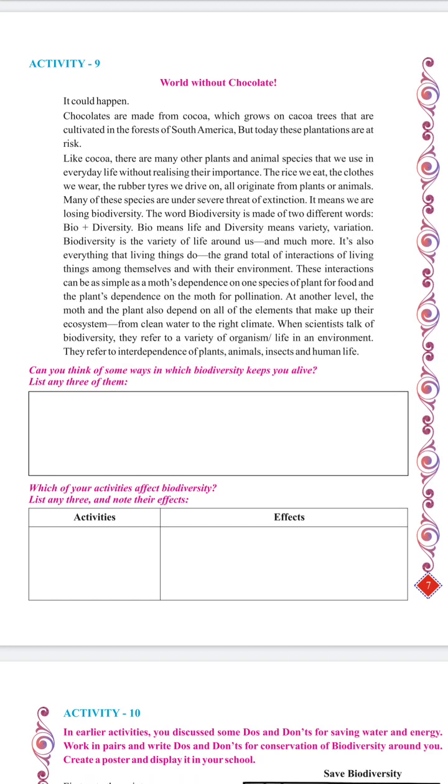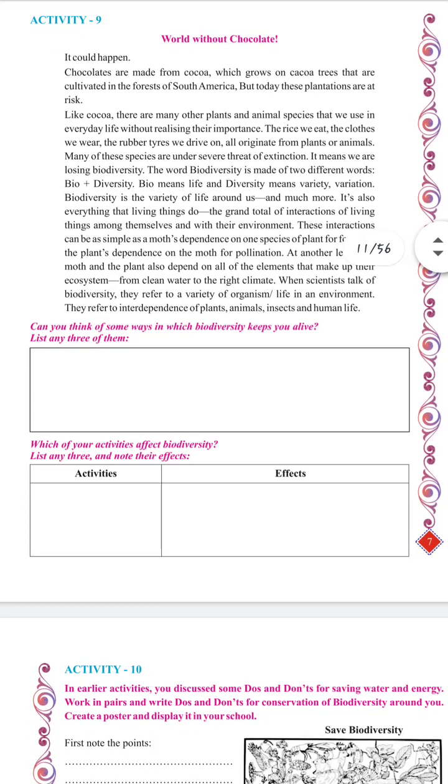Now the word biodiversity is made up of two different words, bio and diversity. The meaning of bio is life and diversity is variety, so variation also. Biodiversity is the variety of life around us and much more. Like we find life in the water, it is quite different from the life which is found on the land. We also find life in the air, like birds and bacteria which are living in the air. The life of birds, bacteria and other things which are found floating in the air are quite different from the life which is present on the earth.